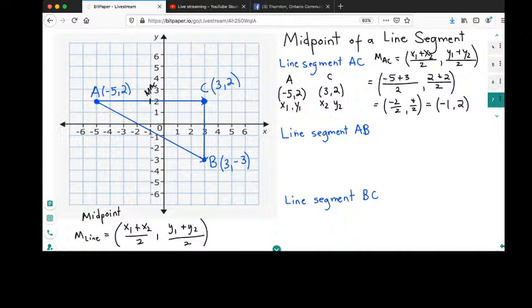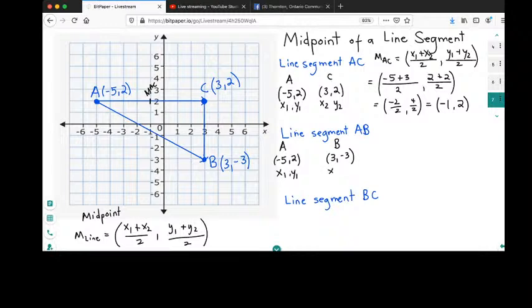Let's do line segment BC. Again, my number one tip for all types of questions like this, it's really the best thing you can do, is to write everything down. Write the formula down, write the letters down, all of it. It helps, guys, I promise. So again, for my A, I know that I've got the point as negative 5, 2, and I'm going to call that x1, y1. And for B, I've got the point 3, negative 3.